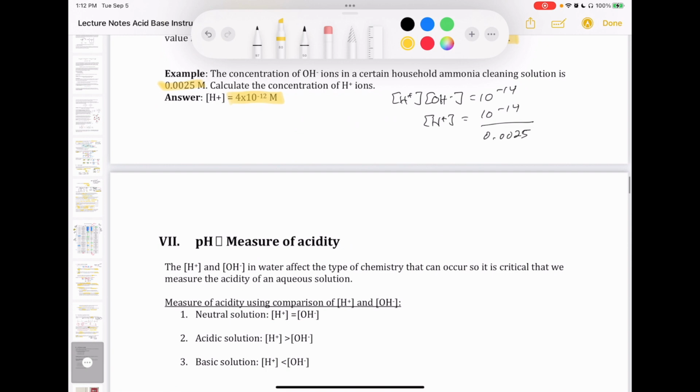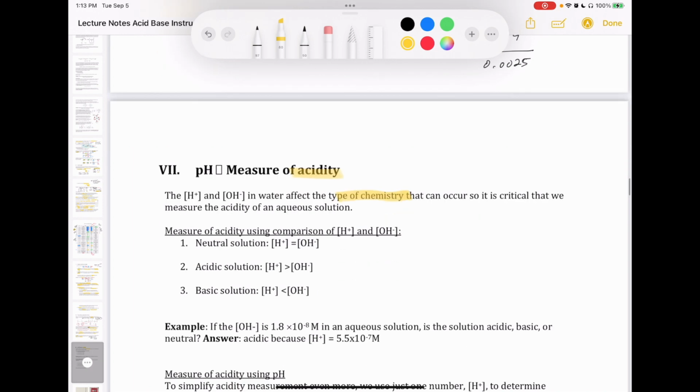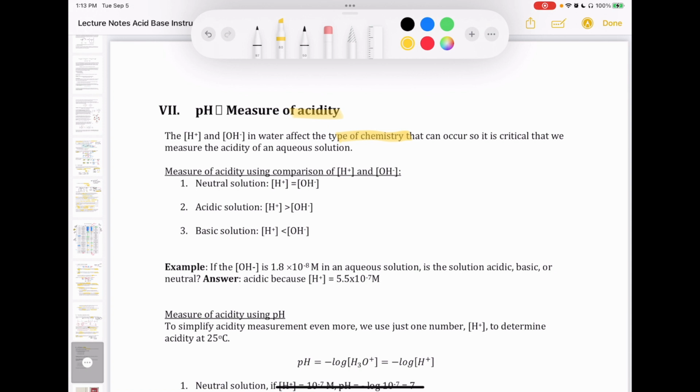So once we know how to calculate that, the next thing we need to know is, does that mean that the solution is acidic or is it basic? We care about this because the kind of reactions that we can do, the type of chemistry that happens, depends on whether you have an excess of H plus or an excess of OH minus. A lot of biological examples you can think of would not work if you have too much H plus or too much OH minus. For example, in blood, the acidity has to be at a certain level. If it's too acidic, then certain things like absorption of oxygen and other biological functions will not occur at the same efficiency. So it's really important to know how acidic a solution is.